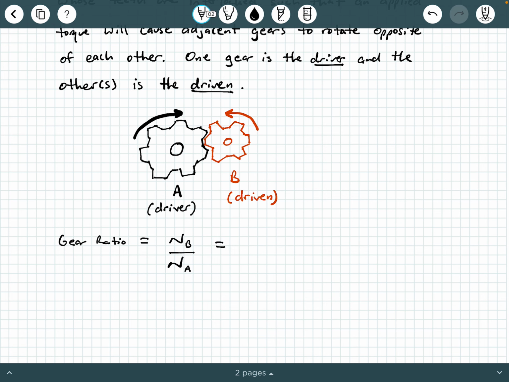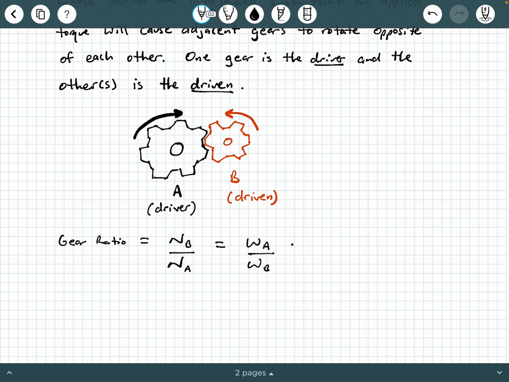Another way we can define gear ratio is by angular velocity. This can be the angular velocity of the driver, which is gear A, divided by the angular velocity of the driven, which is gear B. So you see, if you look at these two relationships, they're inversely proportional, right? Gear B is in the numerator when you're ratioing the number of teeth, but in the denominator when you're ratioing the angular velocity. So these two ratios are inversely proportional to each other, okay?